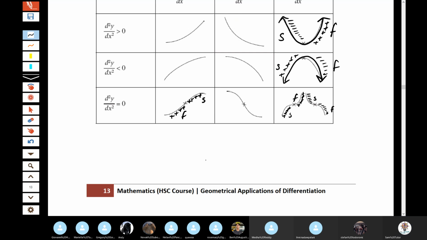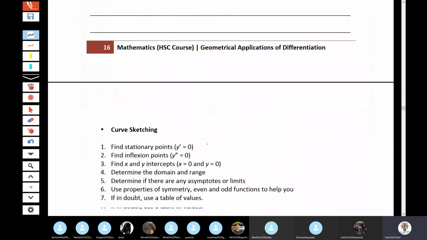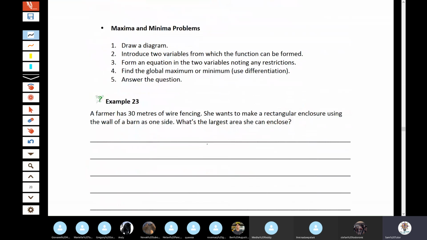All good. Done. Good. Like I said, you guys are fast. I thought that would be the case. Let's get to our maximum problems. Curve sketching, we did all of this last week. Last component.